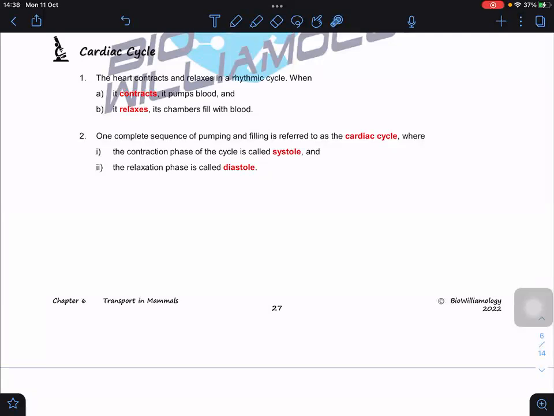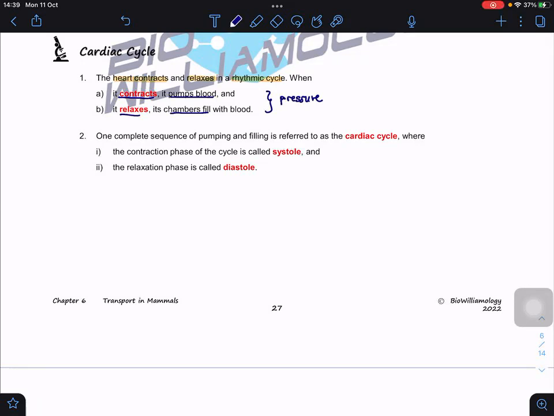Okay, so what does the cardiac cycle mean? In the cardiac cycle, you can see that the heart will contract and relax in a rhythmic cycle. It's not simply contract and relax; they are coordinated well. Generally, it contracts so that it can pump the blood out of the heart, and relaxes so that the chamber can fill with the blood. Contraction and relaxation of the heart change the pressure in the chamber. So the pressure increases or decreases.